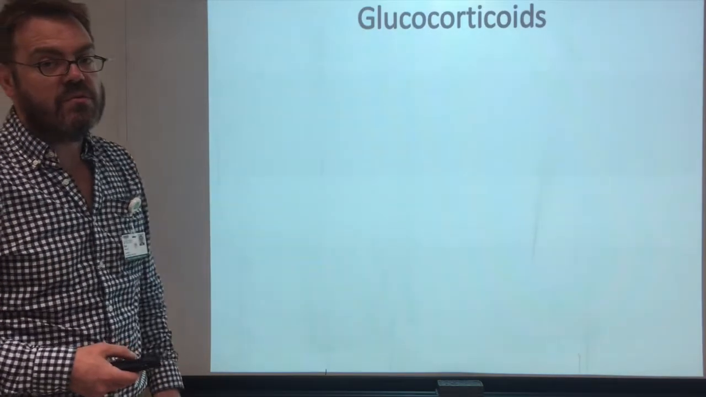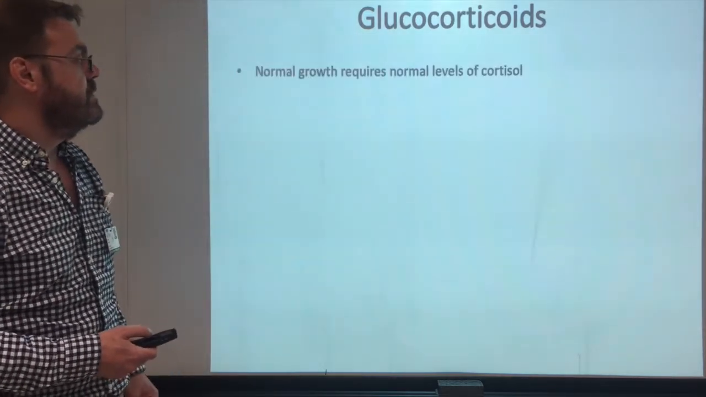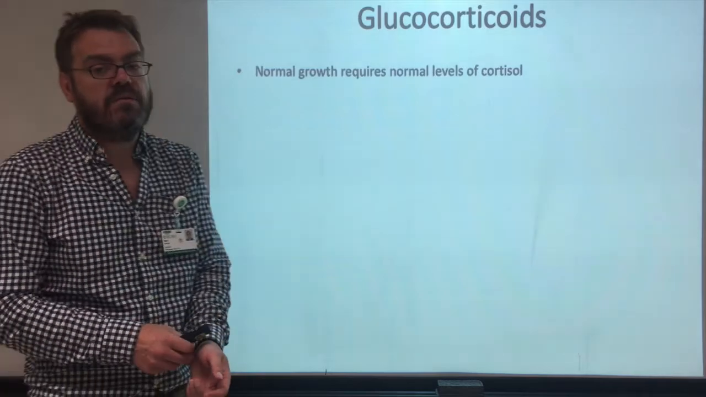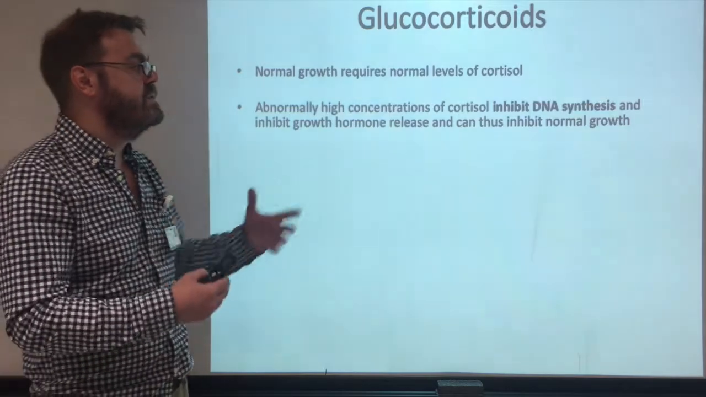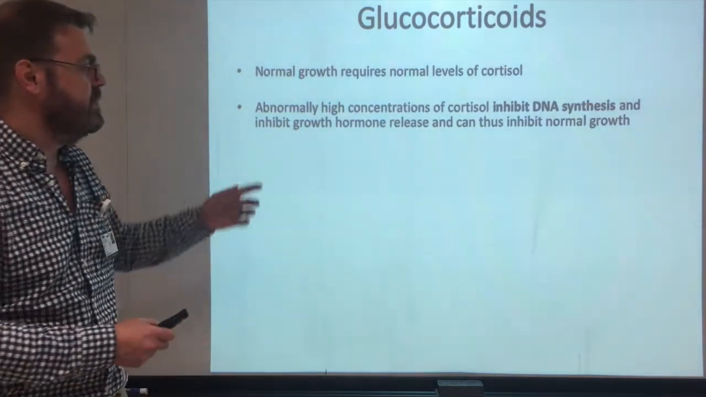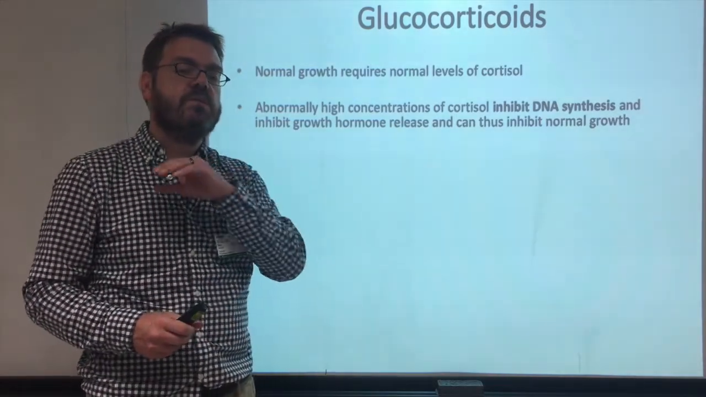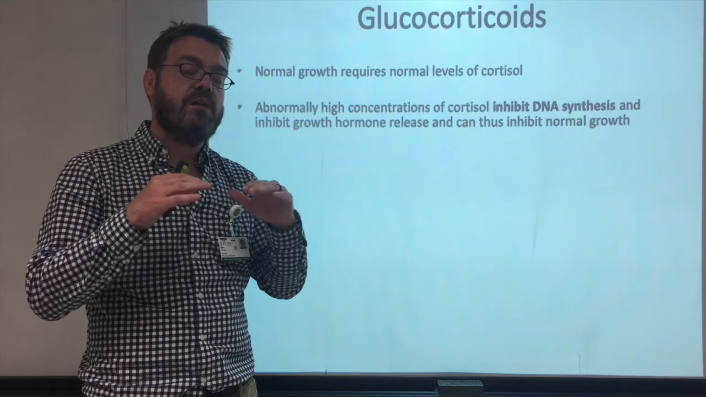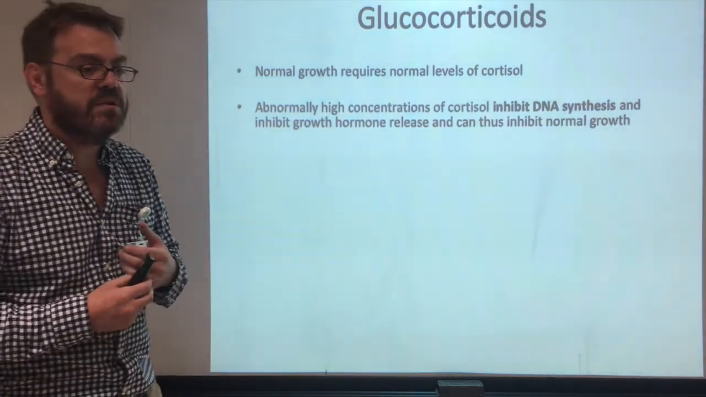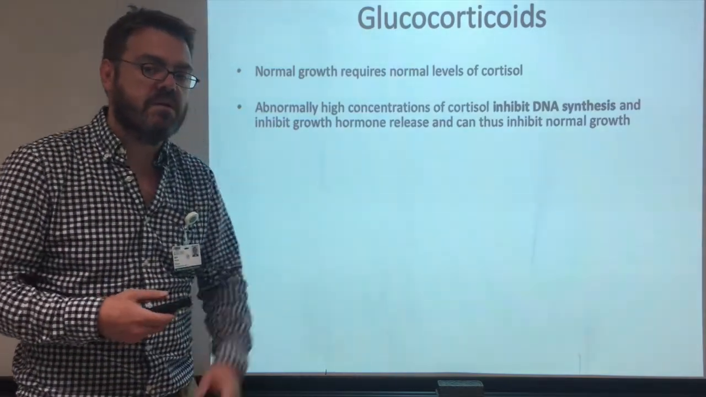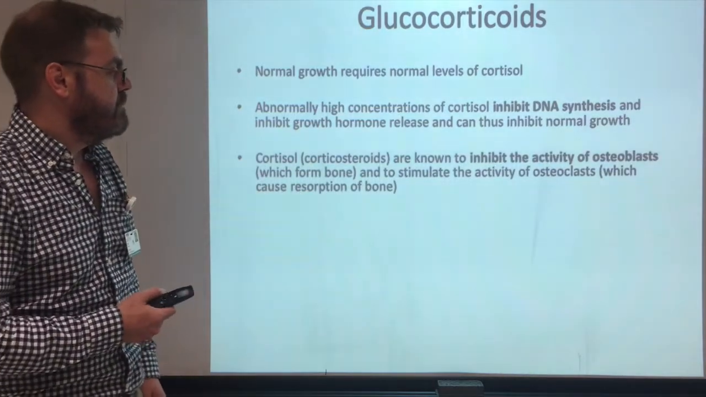Moving on then to glucocorticoids. These are released from the adrenal gland, and normal growth requires normal levels of cortisol. However, too much and it inhibits DNA synthesis and inhibits growth hormone release, and thus can inhibit normal growth. So you need a certain amount of cortisol to maintain normal growth, but beyond that it can start to inhibit it through its effects on DNA synthesis and on the release of growth hormone.